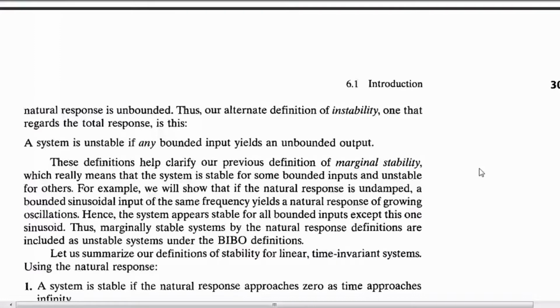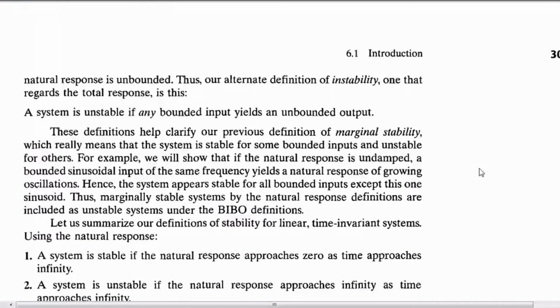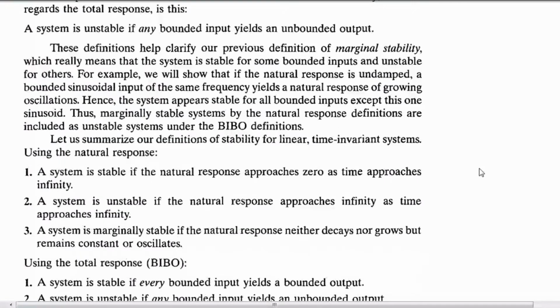Let's summarize our definition of stability for linear time invariant systems. We say a system is stable if the natural response approaches zero as the time approaches infinity.